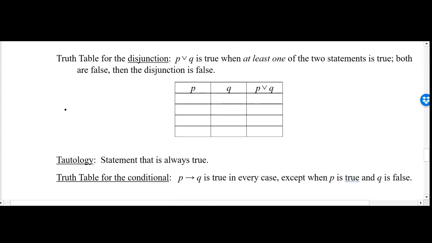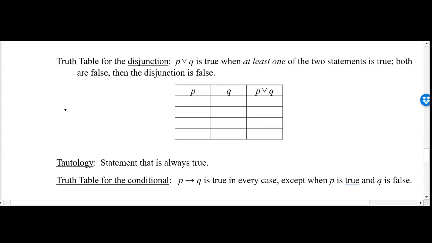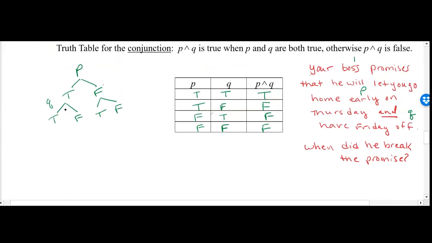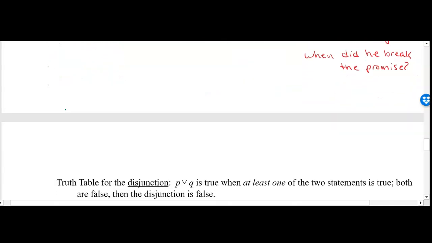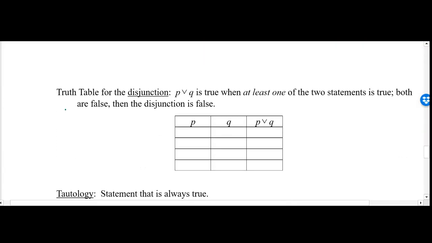Okay, the or, think about it. You're saying this or this. Let's take our last problem right up here, but let's change that to an or, saying your boss promises you he will let you go home early on Thursday or have Friday off. When does he break his promise? So we're just changing that whole thing to an or. Now, set up my P. Remember what we just said. Here's your pattern: 2 T's, 2 F's, and then TF, TF.